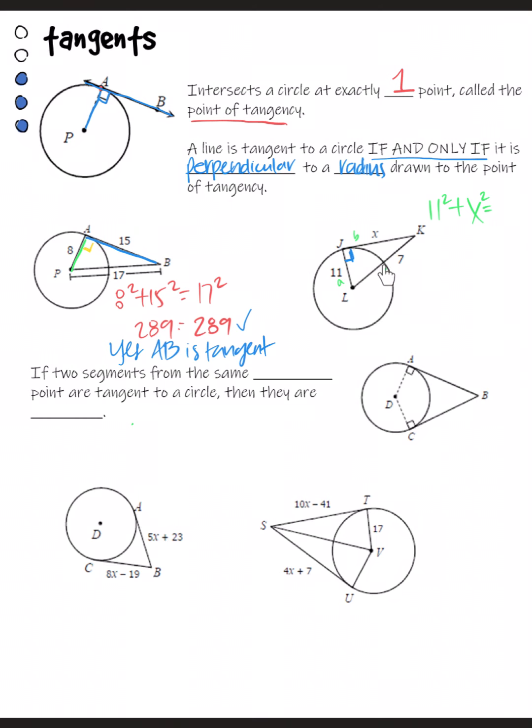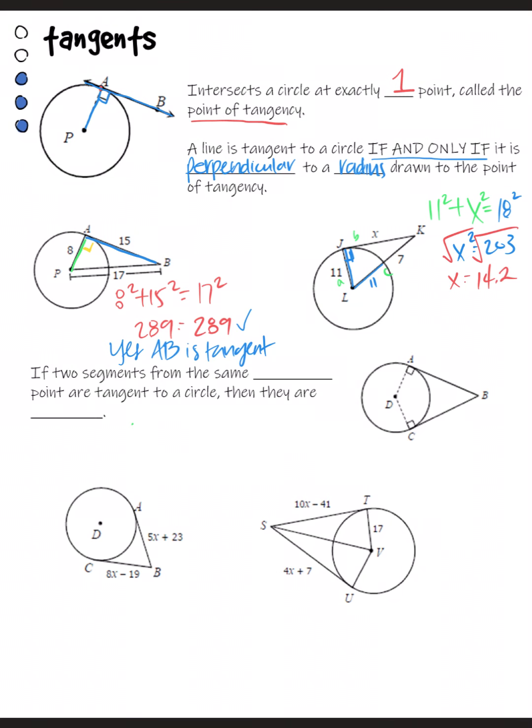So what is L to the side of the circle? It's not 7. That would be an immediate response. L to the side of the circle is the same as L to J. It's a radius. So then that's 11. That means our Pythagorean theorem is going to equal 18 squared. When I do the math, I've got x squared equals 203. To get x not squared, I'm going to take the square root. So x is going to be 14.2.